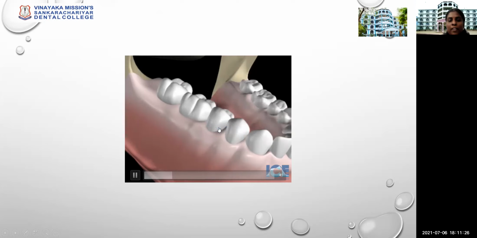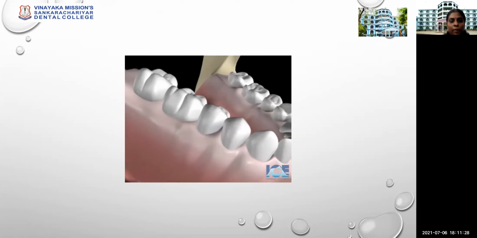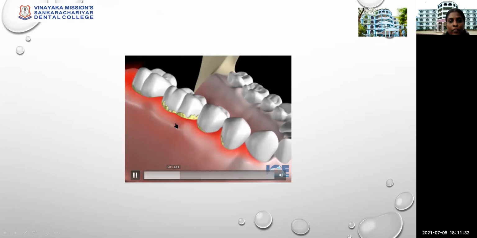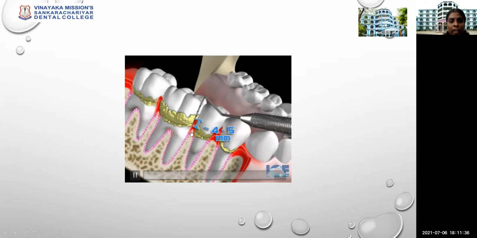What is the normal sulcus depth? It is 2 to 3 mm. And because of biofilm, can you see the biofilm? It's forming here. There is gingival inflammation and loss of connective tissue fibers occurs. There is a pathological deepening of the sulcus. Now it is a 4 to 5 mm pocket. So it is becoming moderate periodontitis, from mild periodontitis to moderate periodontitis.